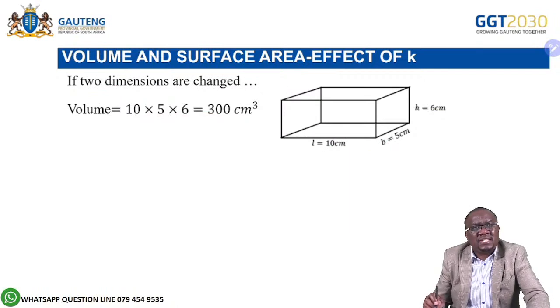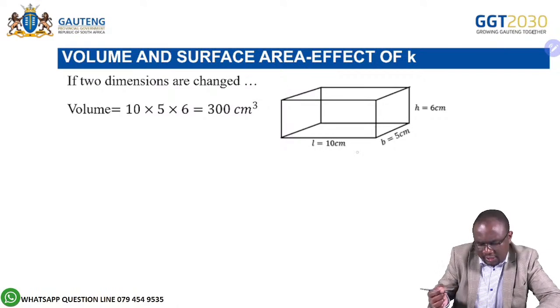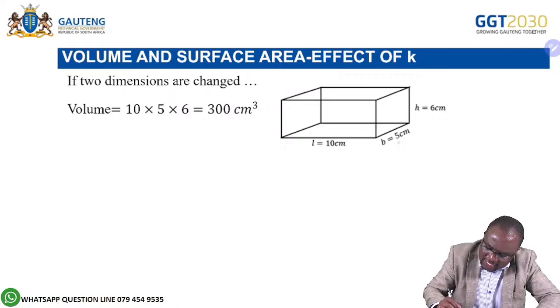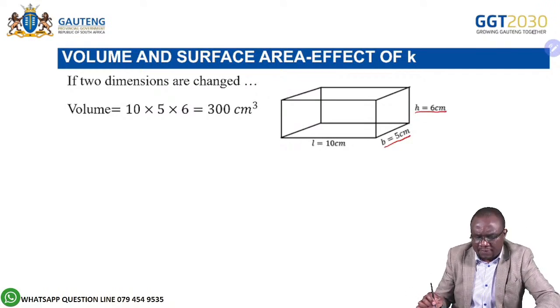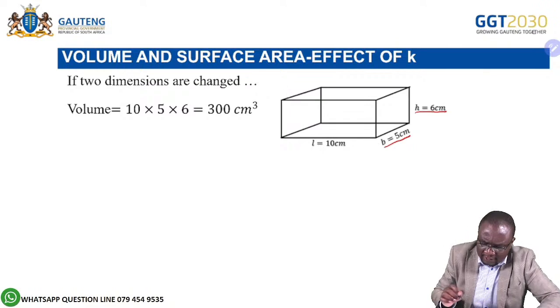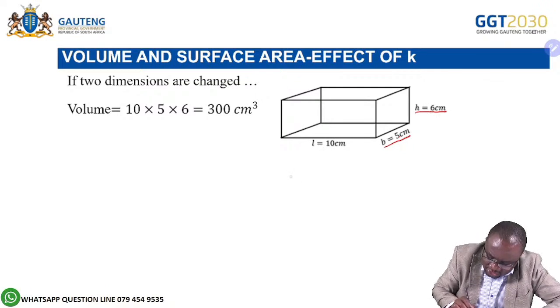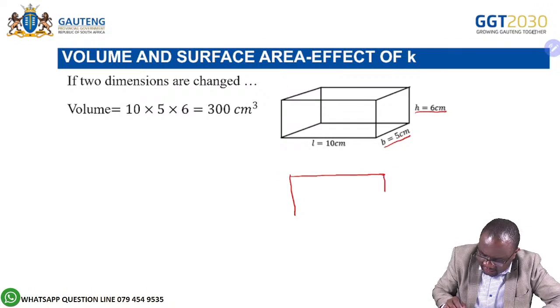If 2 dimensions are changed, let's change different ones now. We're going to change this one and this one. Let's use a factor of 3. We're going to say 5 times 3, which is 15, and then 6 times 3, which is 18. So our new rectangular prism is going to be like this.